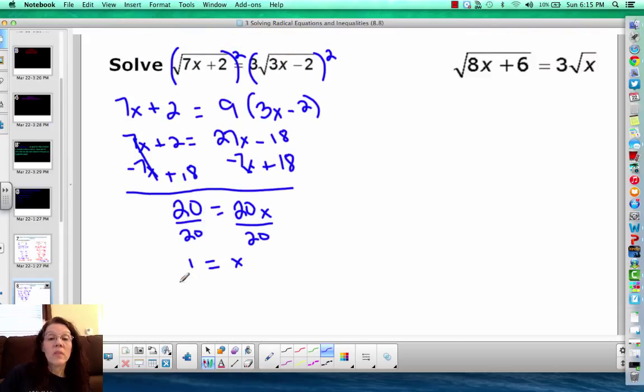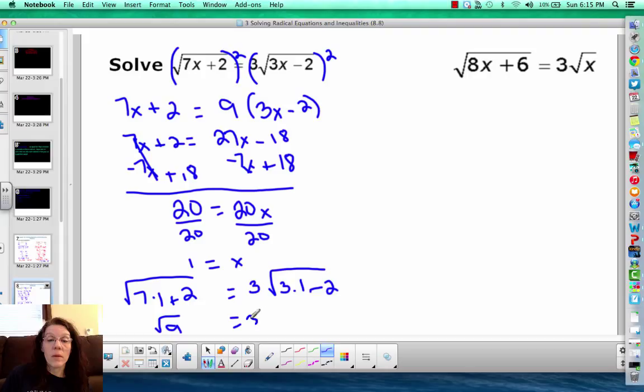All right, now we need to check this. So we're going to put it back in and we're going to see, is the square root of 7 times 1 plus 2 equal to 3 times the square root of 3 times 1 minus 2? All right, 7 times 1 is 7, plus 2 is the square root of 9.